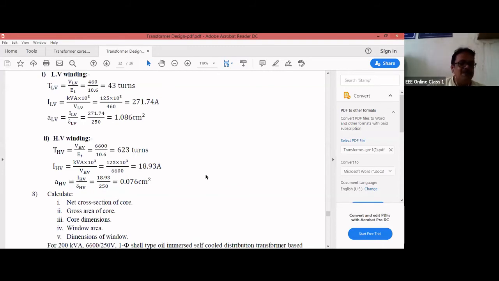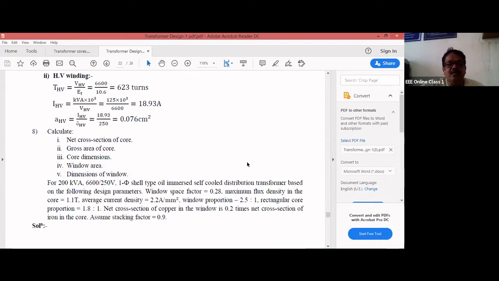Okay, 11:30. Calculate the net cross section of the core. So once again, you have to calculate the net cross section of the core, whether it is a square, a rectangular, a 2-stepped or 3-stepped core. Gross area of the core is nothing but AGI. Core dimensions: if it is square, A and A. If it is rectangular, A and B. If it is 2-stepped, once again A and A. Likewise, 3-stepped and 4-stepped you can calculate.